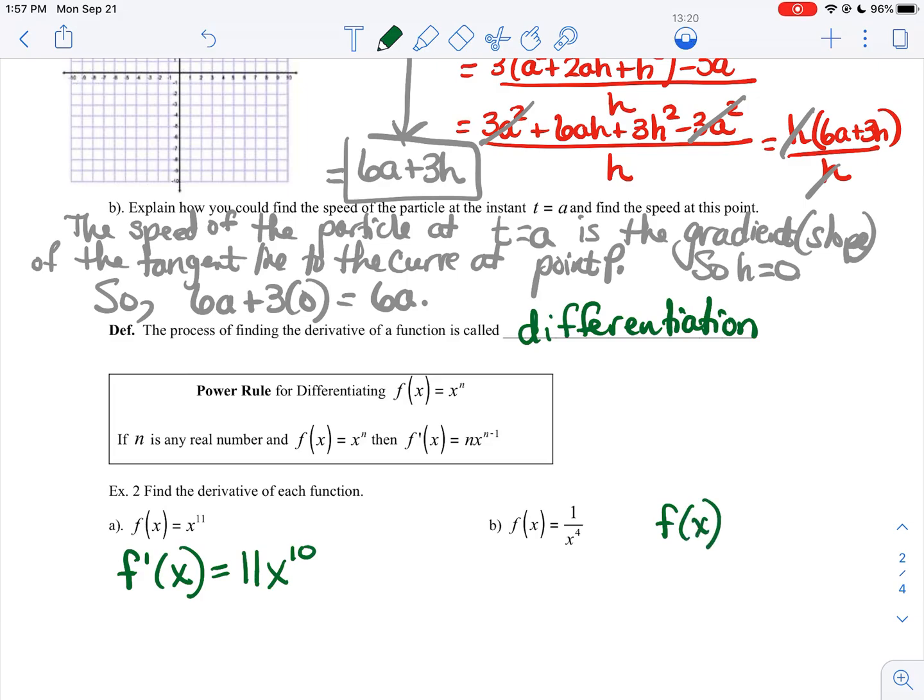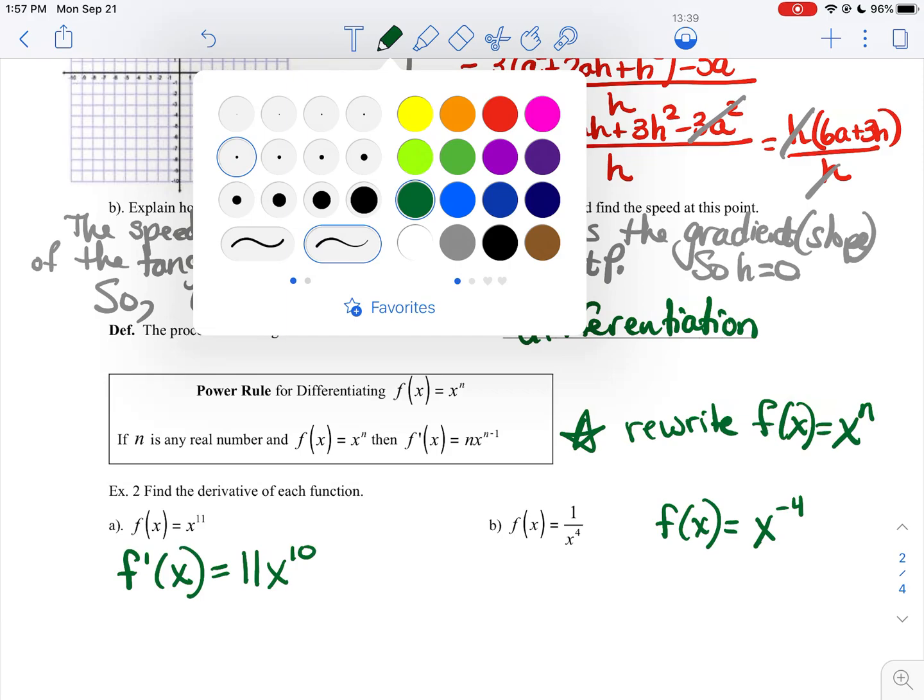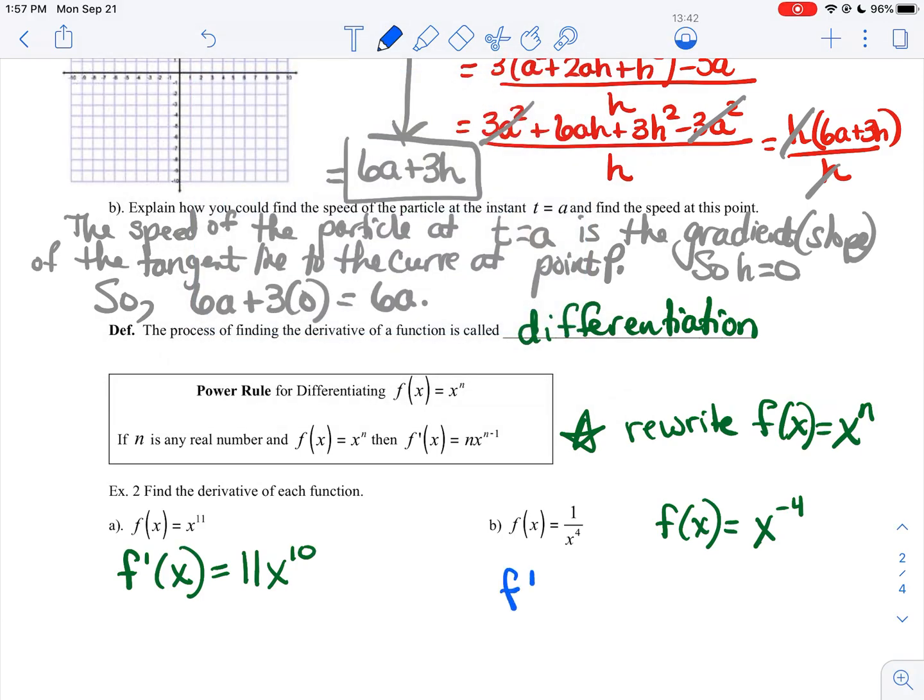So what you have to do before you do the power rule is you need to rewrite this so that it is in the form f of x equals x to the n. So let's put a little star here: you do need to rewrite f of x in x to the n power before you actually do the derivative. Then you do f prime of x, I bring down the power, and now you're going to decrease it by 1. That's actually going to be a negative 5. So that's negative 4 over x to the 5th power.